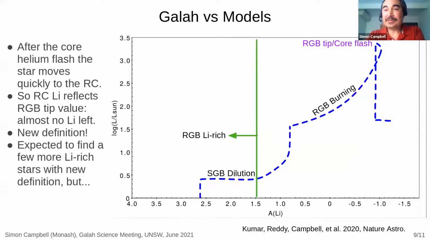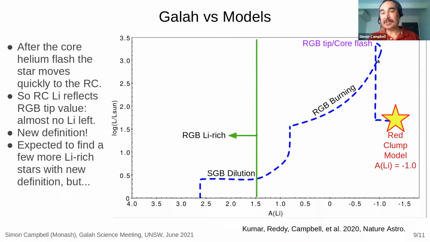So, confronting GALAH with models, or models with GALAH. Here we have that same plot again, luminosity, lithium along the bottom. Here's one of my models that has the dilution as you go to the subgiant branch, and then you have this RGB deep mixing burning. Now after that, the low mass stars have a core helium flash, and this terminates the RGB. And then they suddenly drop down to the red clump. So this happens very fast, this drop, and so the stars end up down here.